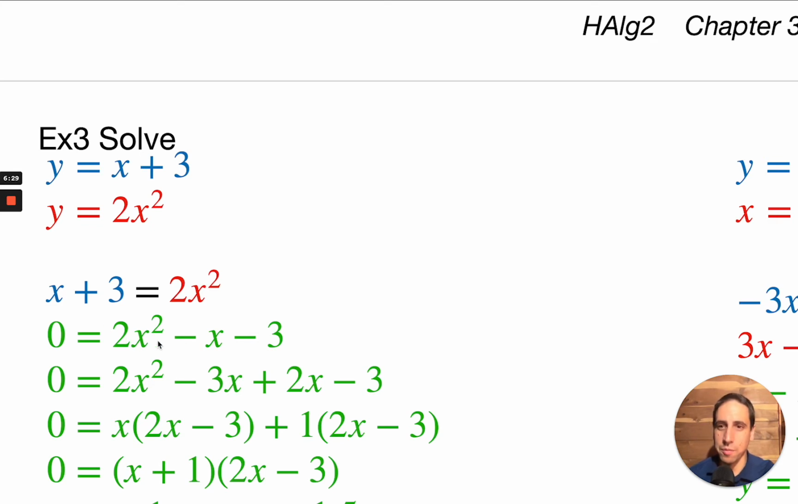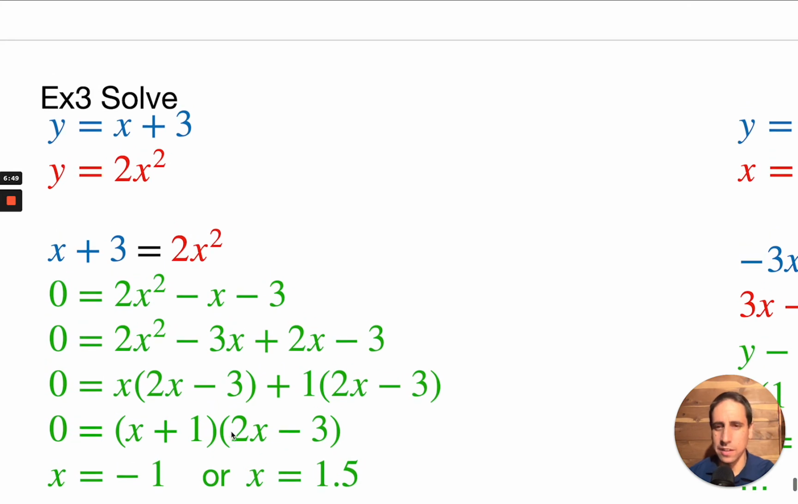So we got 2x squared minus x minus 3. Split that middle, because 2 times negative 3 is negative 6. And the factor pair that multiplies up to negative 6 and also adds up to negative 1 is negative 3 and positive 2. So there it is. I should have written out the factor pairs next time.